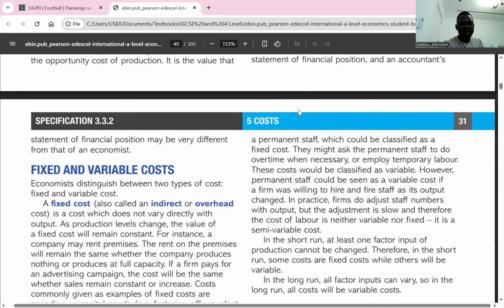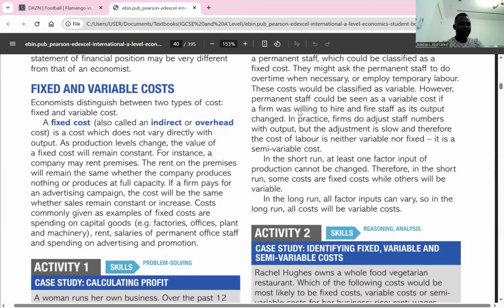So that takes us to fixed and variable cost. Are you there? Good. So we go to fixed and variable cost. Why do we call it a fixed cost? We call it a fixed cost because this cost does not vary directly with output. So whatever happens to our output, this cost remains the same. So it is probably an indirect or overhead. Get the point here? We call it a fixed cost because this cost does not vary as output changes.